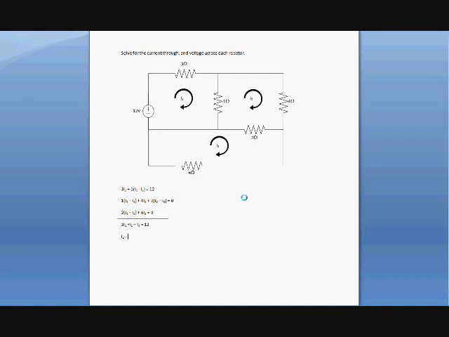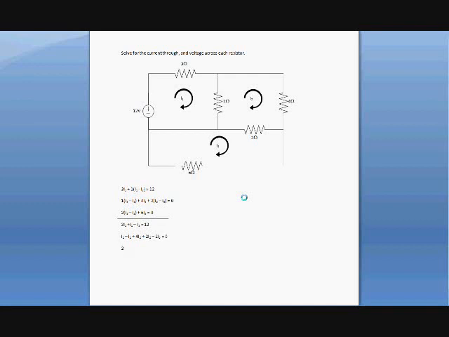Next equation is I2 minus I1 plus 4I2 plus 2I2 minus 2I3 equals 0.